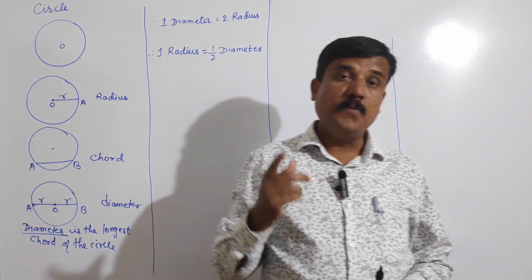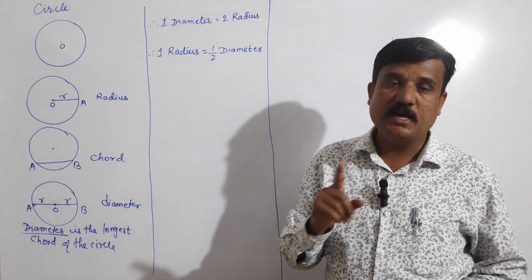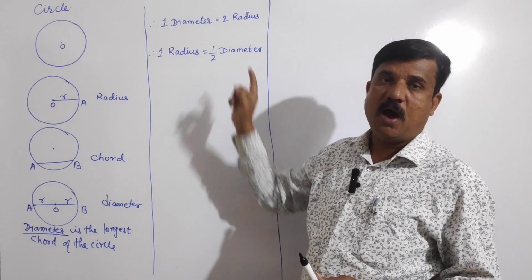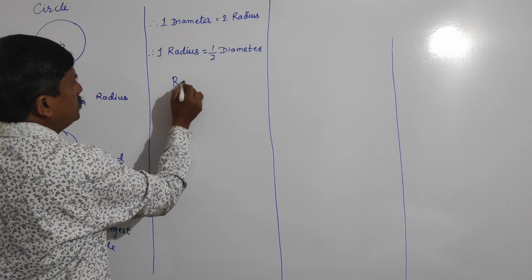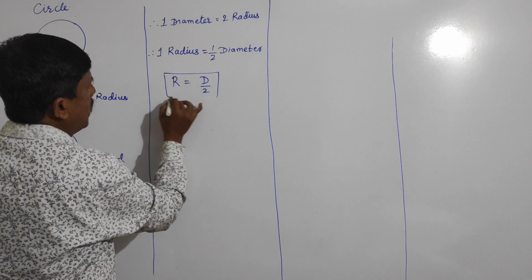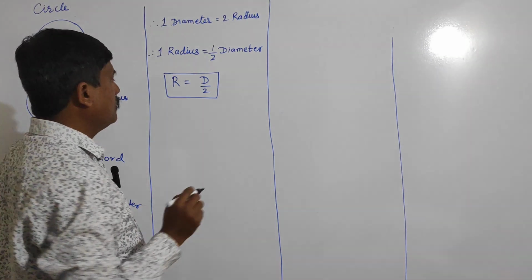If I say how many diameter are there in one radius, that time you will say in one radius there is half diameter. This half you can write as R is equal to D upon 2. R means radius, D means diameter, divided by 2. Okay. Next.